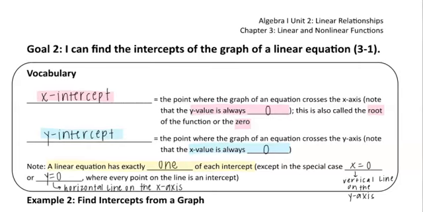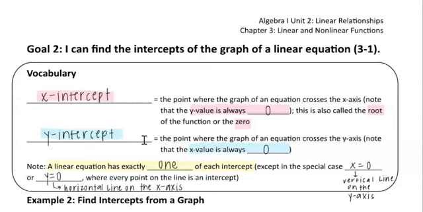Okay, I know we learned this in chapter 1 as well, girls, but we are back talking about intercepts again, and we're going to look at the intercepts on a linear equation. Just as a reminder, an x-intercept is where the graph crosses the x-axis, the y-intercept is where it crosses the y-axis, and it's important to note that the x-intercept is when the y value is equal to 0. It's also known as the root of the function, or the zero. And the y-intercept is where the x value is equal to 0.